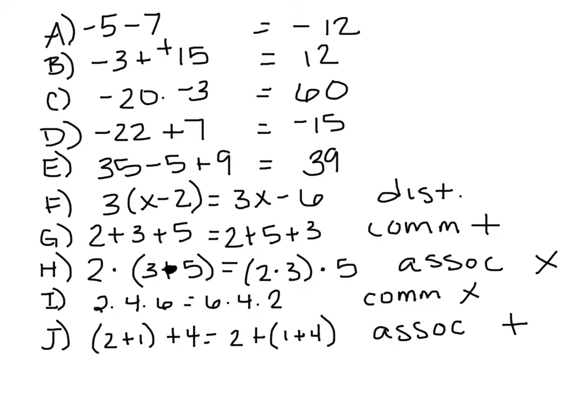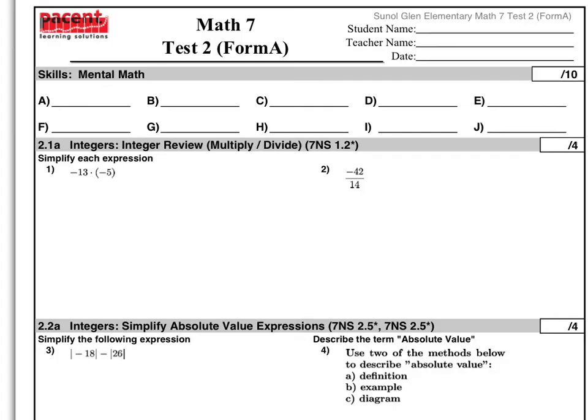All right, let's look at our real test. And our real test, the first 2 problems, we just have to remember our rules. A negative times a negative is equal to a positive. A positive times a positive is equal to a positive, and a negative times a positive is equal to a negative. And the same is true if you do division. Negative divided by negative equals positive. Positive divided by positive equals positive. Negative divided by positive equals negative.